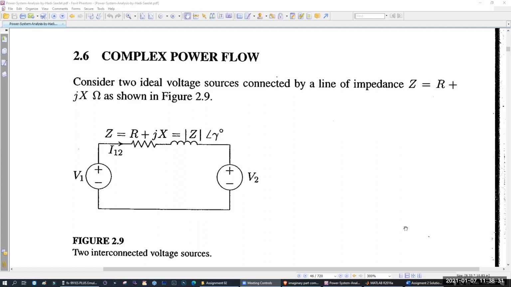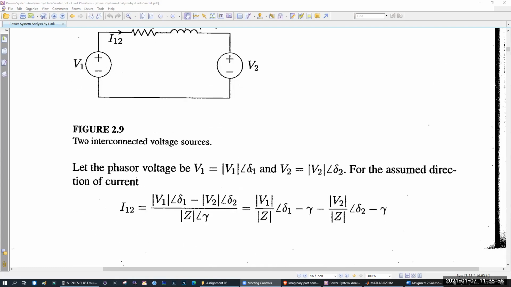I told you about the Gauss method, Newton-Raphson method, fast decoupled method. All of those methods are used for power flow calculation. That means you have to find out how much power is flowing by using those methods. So you have to understand what power flow is. Power flow means how much power is flowing from one bus to another bus.